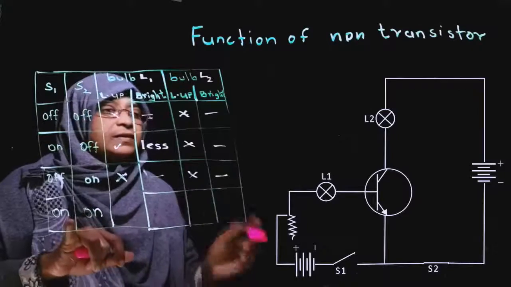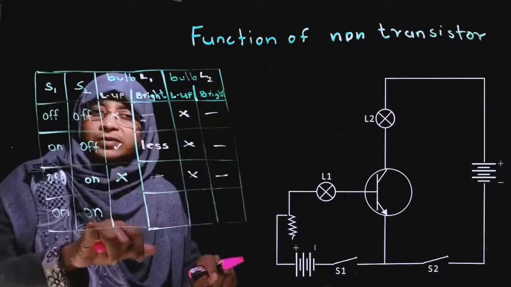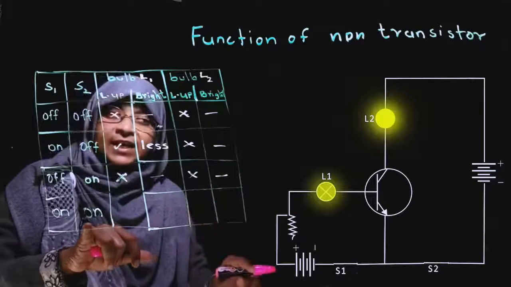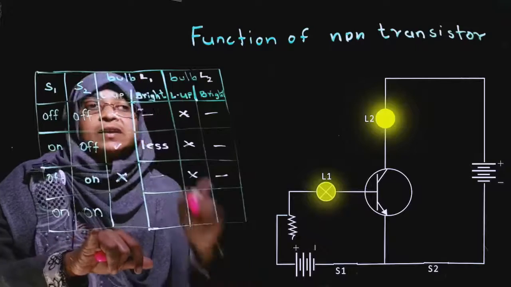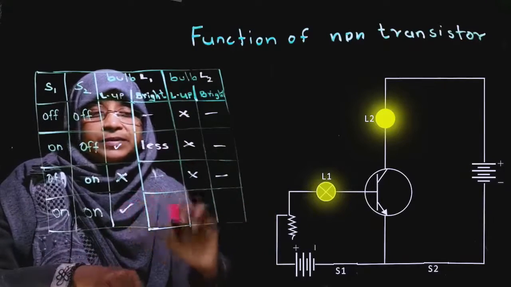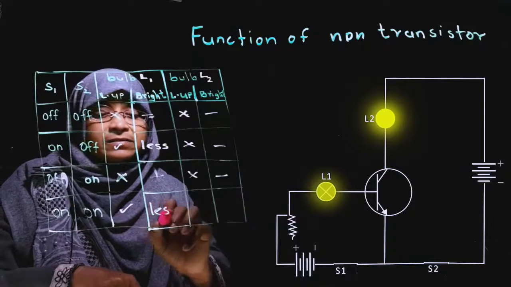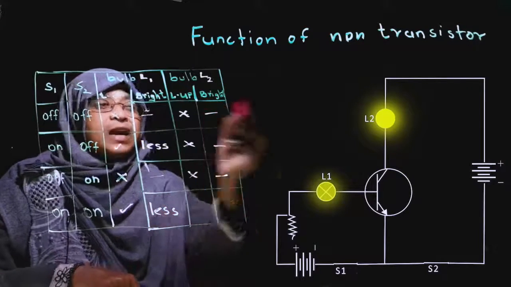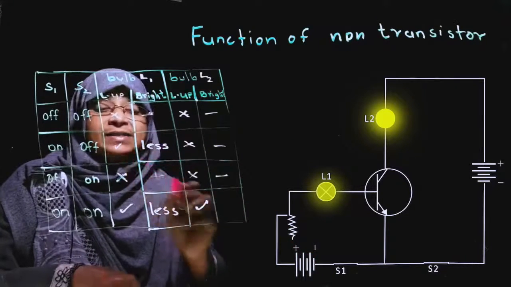Okay, the last, S1 and S2 are on. Both the input circuit and the output circuit are on. Bulb L1 lighting up, brightness less. L2 lighting up, brightness high.